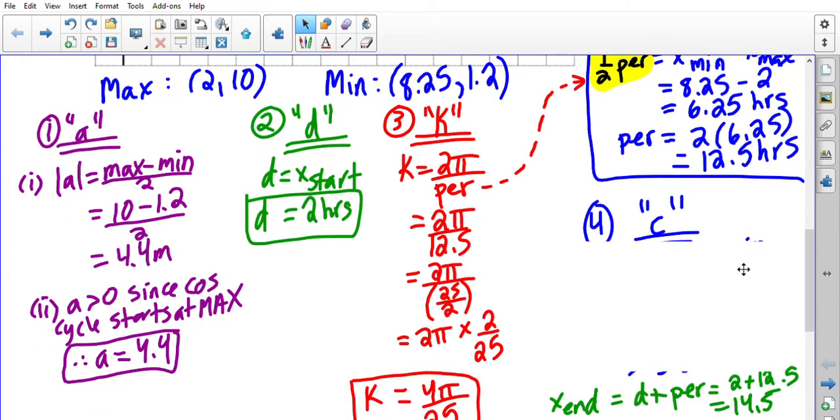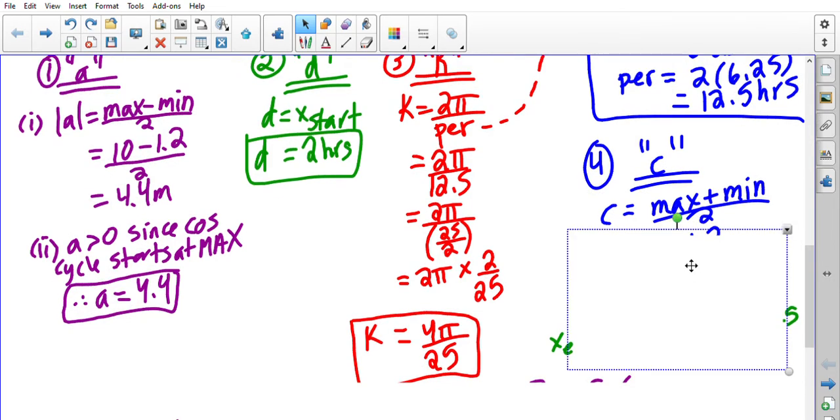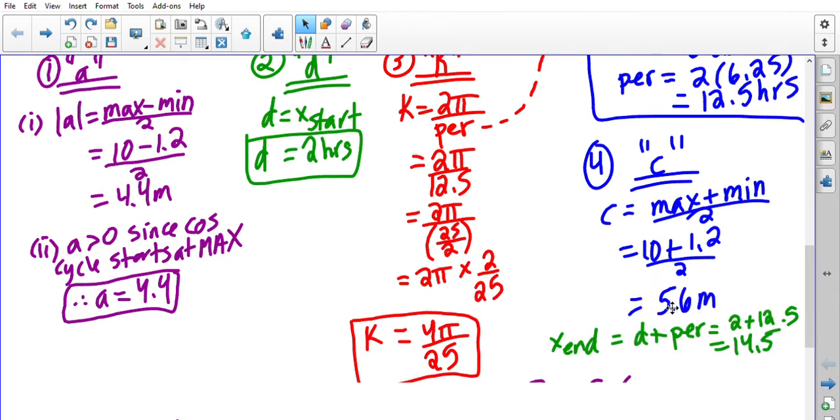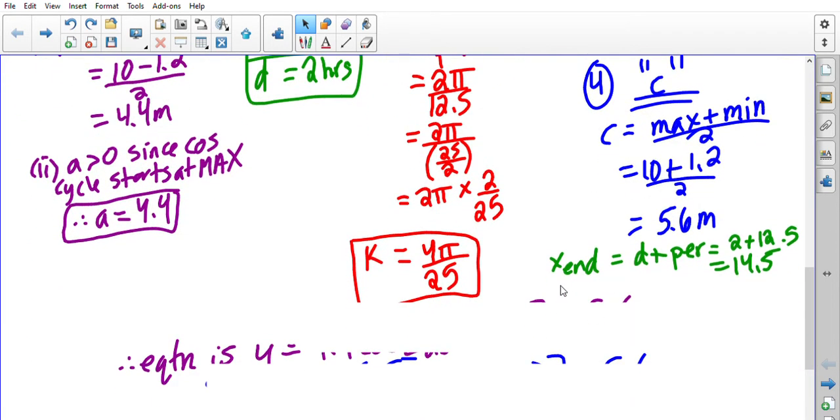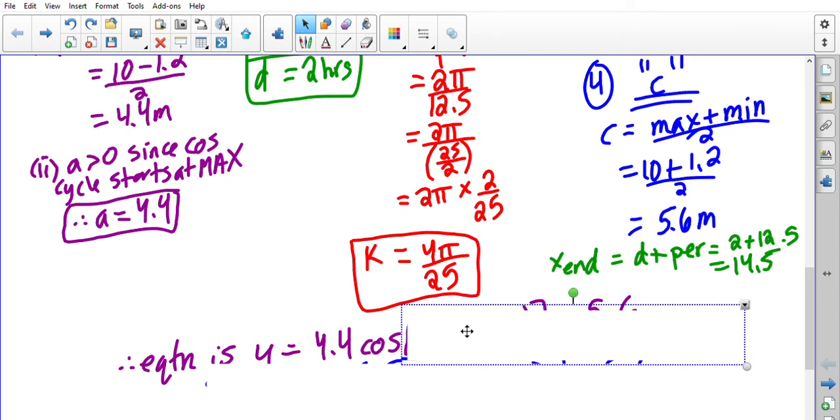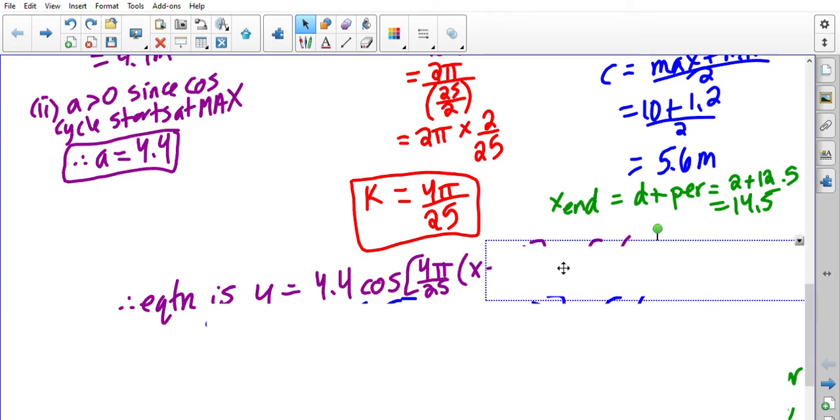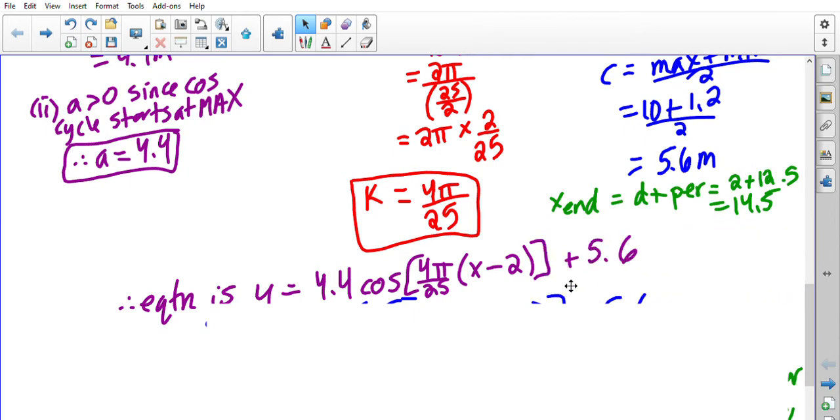All right, the last letter we need to find is C. C can be found by doing max plus min divided by 2. So we do 10 plus 1.2 divided by 2, and that gives us 5.6 meters. Keep in mind, doing all that work was just so that we could come up with our equation so that we can answer the question without visually just looking at the graph. So our equation is y equals 4.4. Remember, we're dealing with cos based on our U shape. Cos, bracket 4 pi over 25, bracket x minus 2, double bracket, and then plus 5.6.